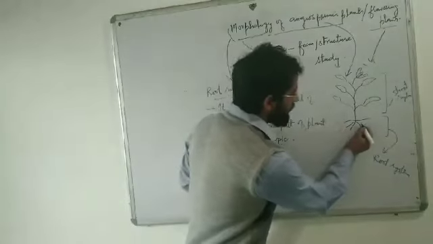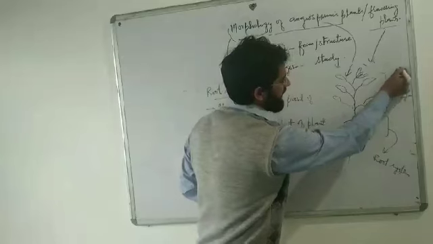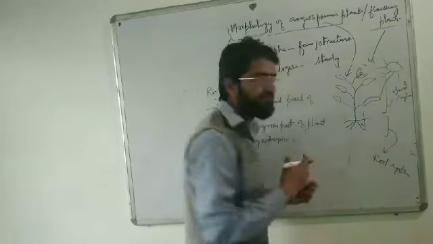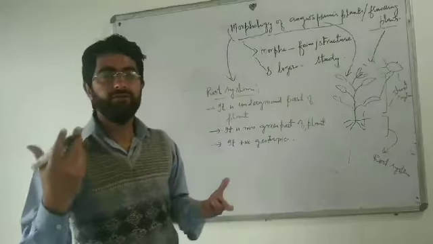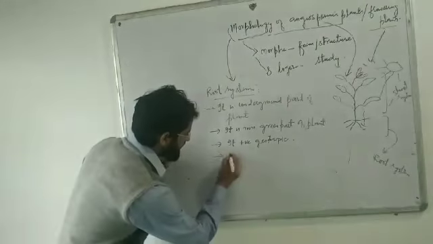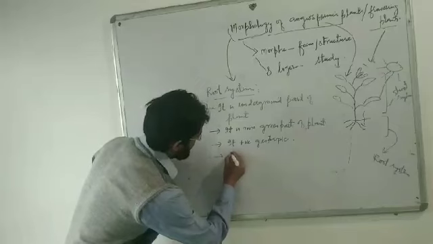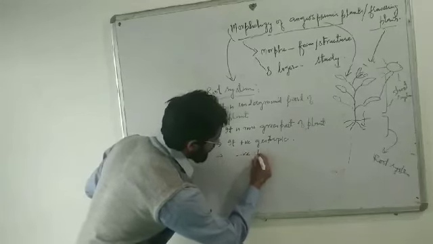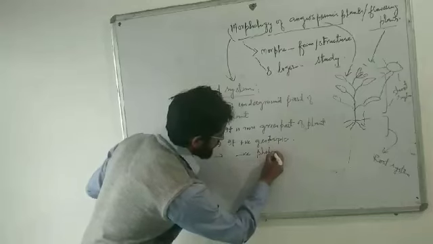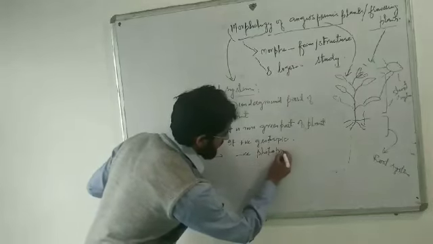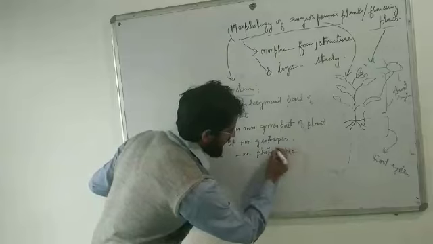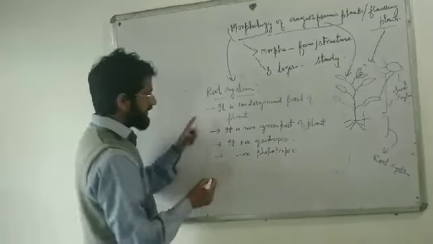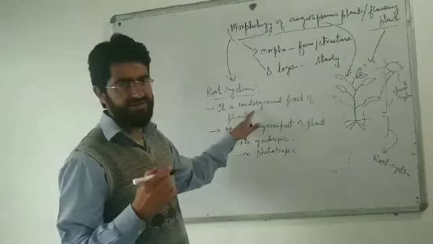But they move away from the source of light. That is why we call them negatively phototropic. Photo means light and tropic means movement, right? These are a few characters of the root system.